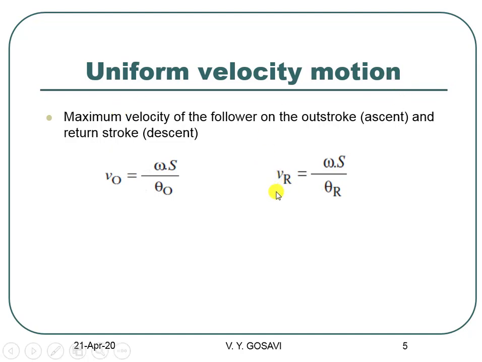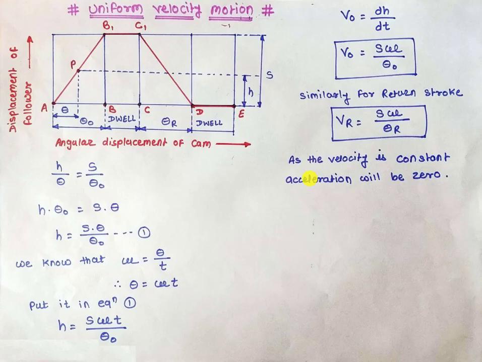Similarly, the maximum velocity of the follower during the return stroke can be calculated with the help of this formula. VR is equal to omega s divided by theta R. Let us see how these formulas are derived. Consider point P. This is the point P during outstroke when the follower traveled distance h and the cam turned through angle theta.